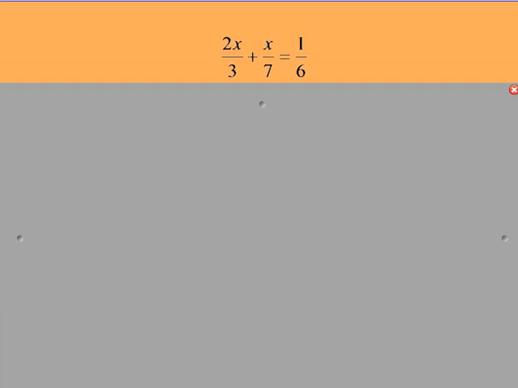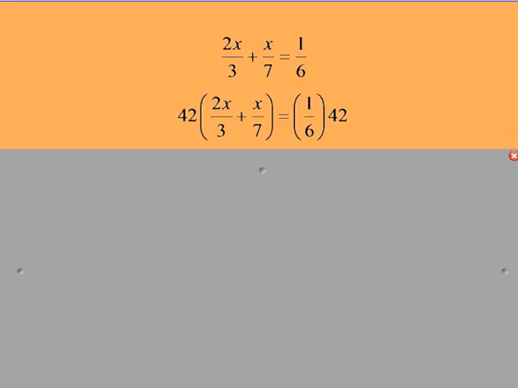Next example, 2x over 3 plus x over 7 equals 1/6. So, common denominator of 3, 7, and 6. Well, what are you thinking? Are you thinking maybe 42? All those numbers go into 42? Yep, there you go. And it's important to note that you don't have to come up with the least common denominator or the least common multiple. It just needs to be a common multiple.